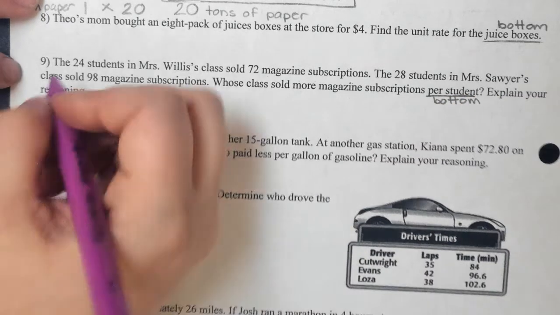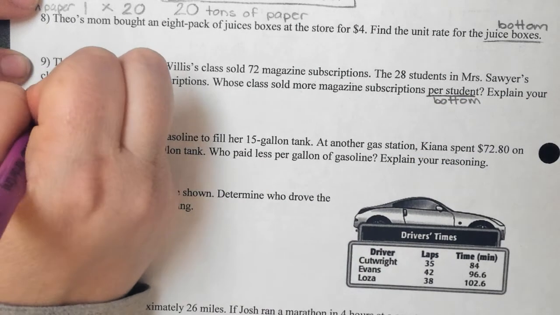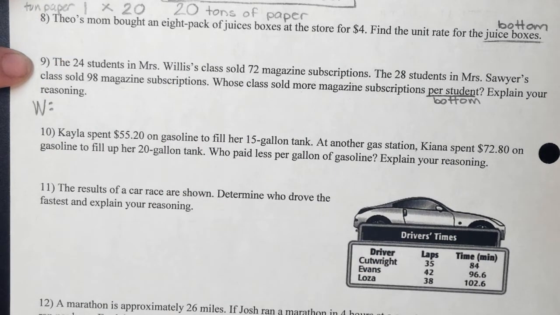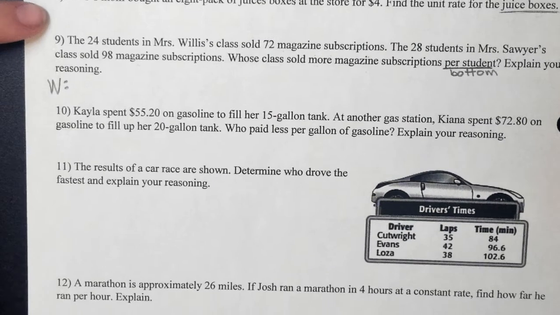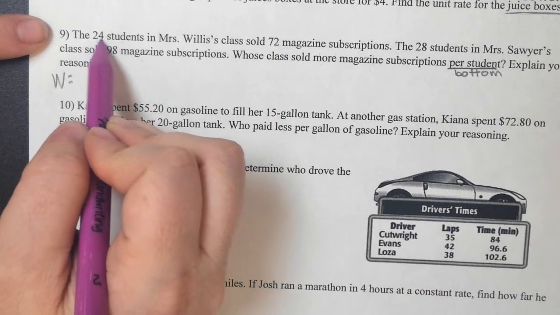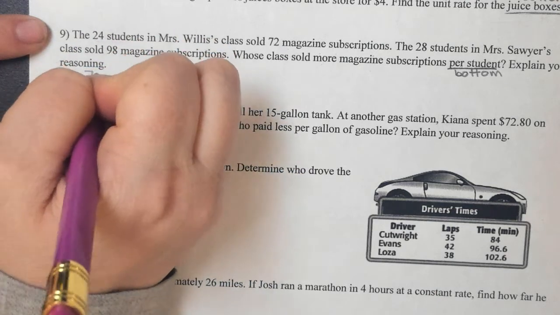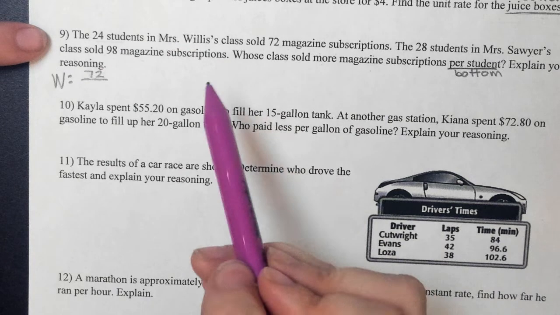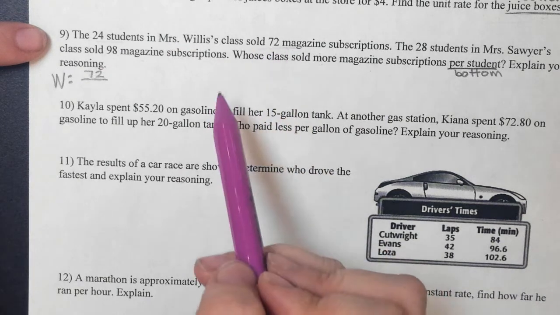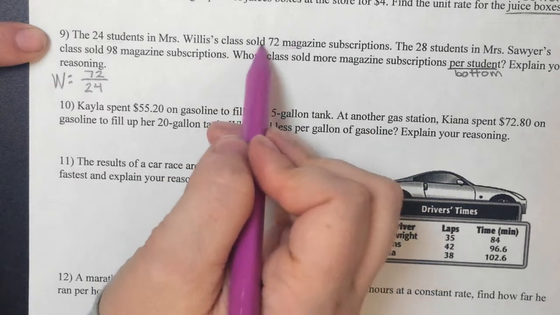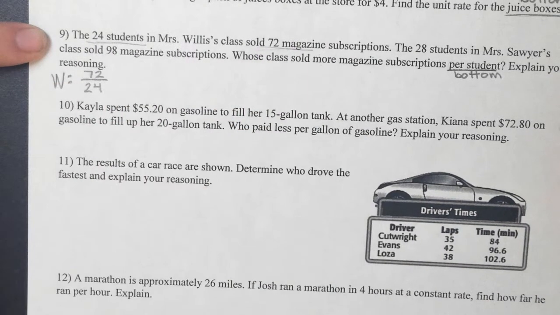So, Peyton, we're going to start with Miss Willis's class. I'm just going to label it with a W. For Miss Willis's class, what should that fraction look like? 72 over, what's 72 going over? No. Read the question again. How many students sold 72 magazines for Miss Willis? 24. So those have to stay together. Now see where we're getting 72 goes with 24 for Miss Willis.